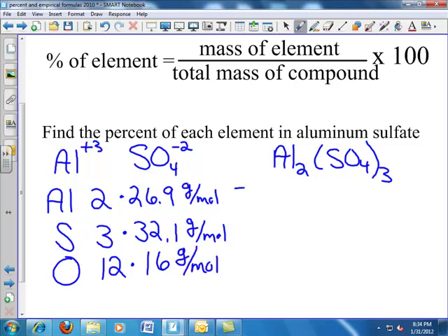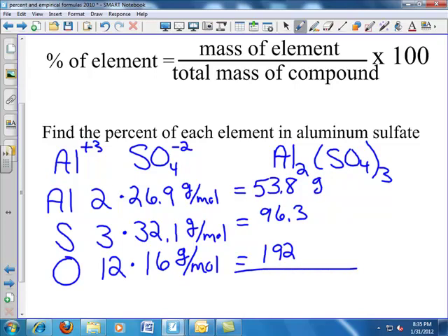Okay, so I want to find 2 times 26.9, that's 53.8. 3 times 32.1 is 96.3. And the last one is 192. Okay, and all of these are grams per mole still. That hasn't really gone away. Okay, so I'm going to add all 3 of those numbers up. So my total molar mass is 342.1 grams per mole. So that's my total molar mass.